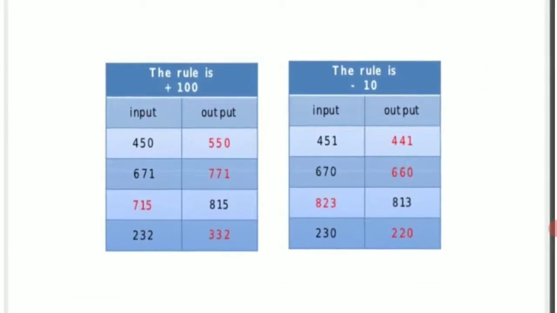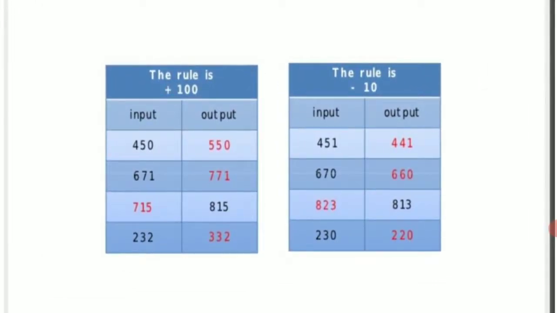Next we have numbers given where you need to follow the rule of adding 100. 450 is the number given, add 100, it becomes 550. 671 is the number given, you add 100, it becomes 771. 715 is the question given, you add 100, it becomes 815. 232 is the question given, you add 100, it becomes 332.